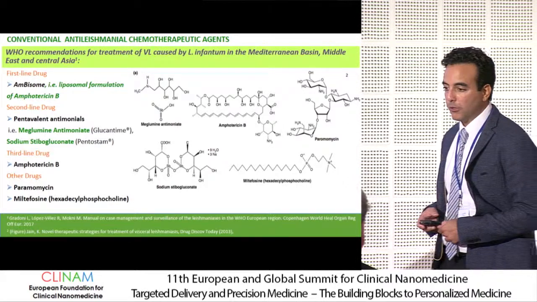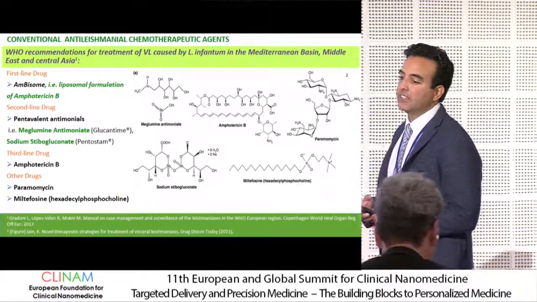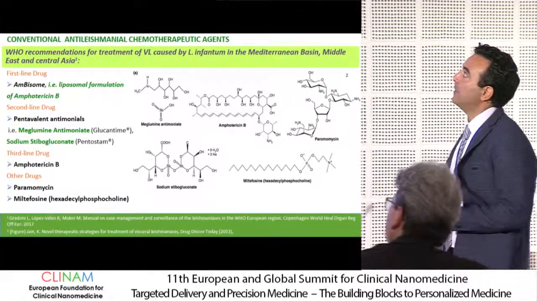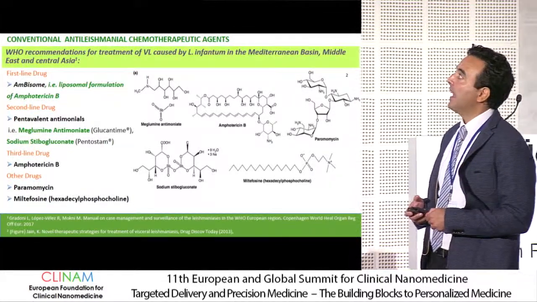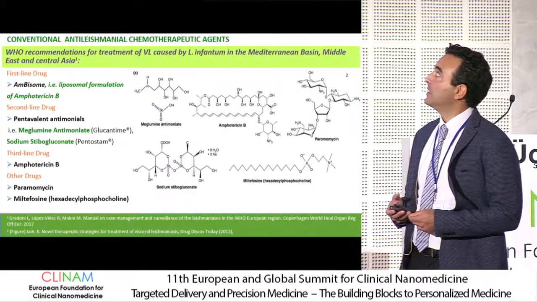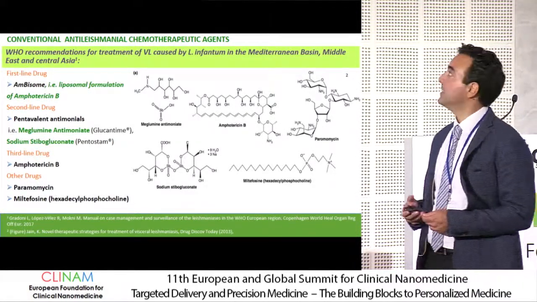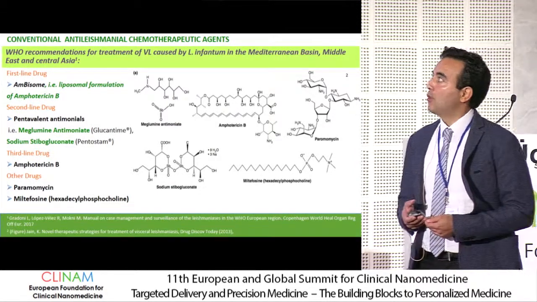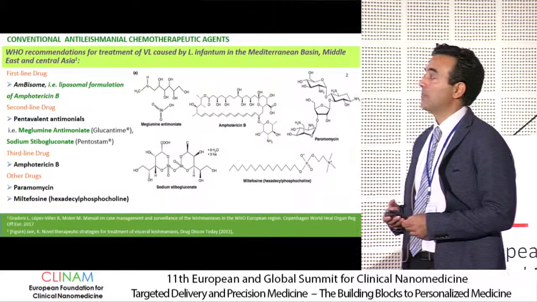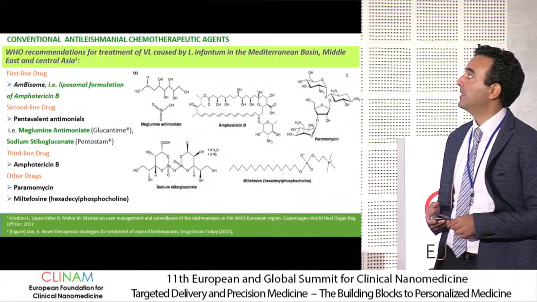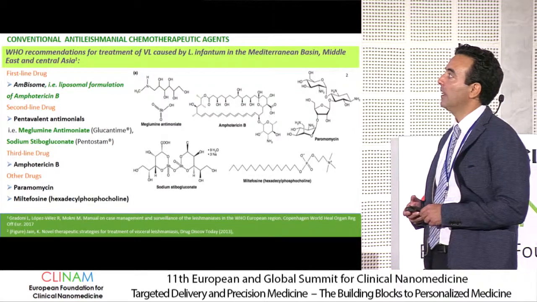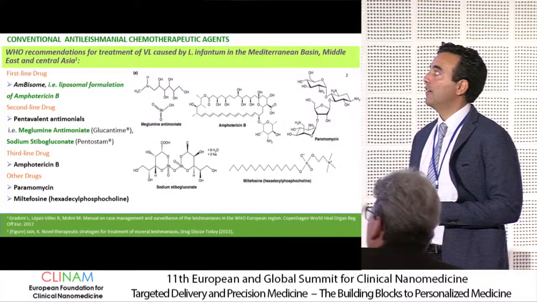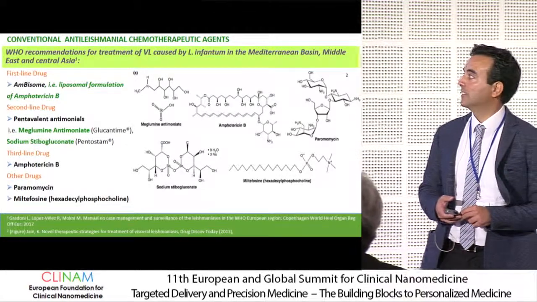The treatment of leishmaniasis, in particular visceral leishmaniasis, requires chemotherapy. The World Health Organization's recommendation for treatment of VL caused by Leishmania infantum in the Mediterranean basin, Middle East, and Central Asia is Ambisome, a liposomal formulation of amphotericin B, as the first-line drug, pentavalent antimonials, including meglumine antimoniate and sodium stibogluconate, as the second-line drug, and amphotericin B as the third-line drug.